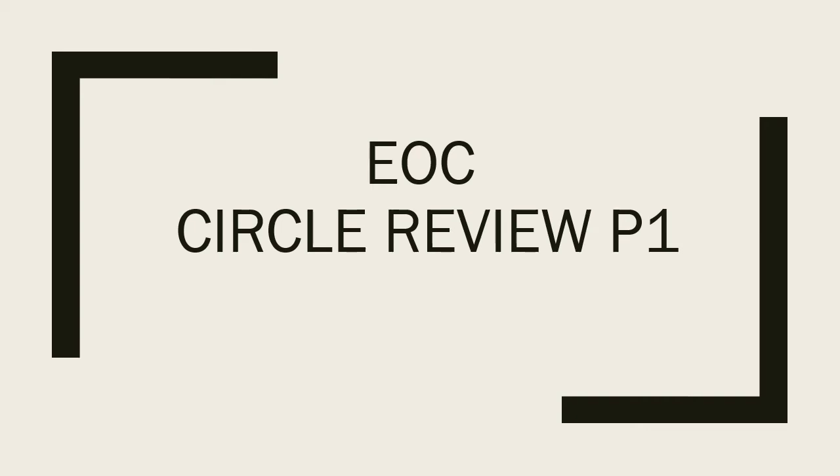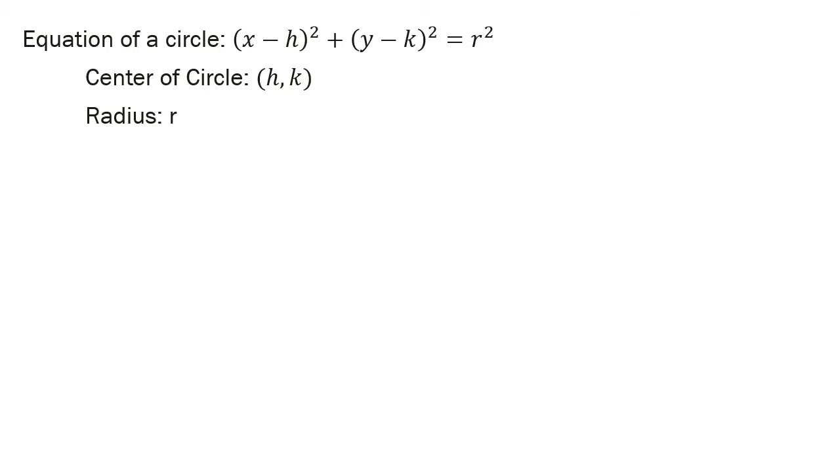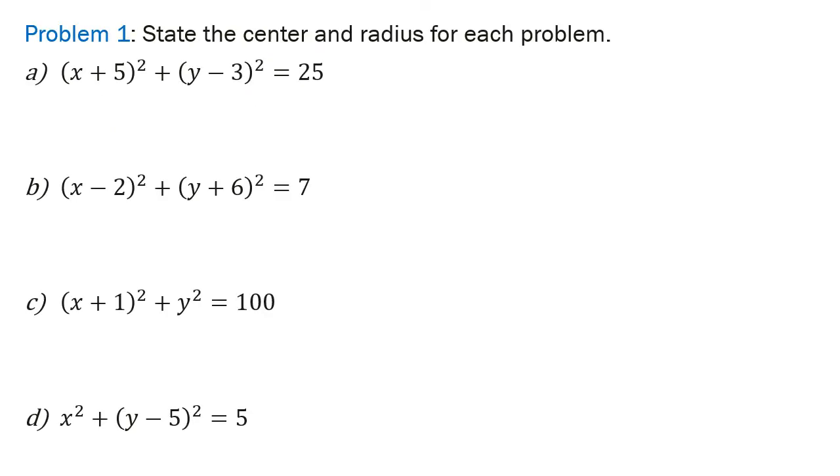All right, circle review for the EOC. So the equation of a circle is (x − h)² + (y − k)² = r², where the h and the k are the center for the circle and the r is the radius. So state the center and the radius for each problem. So this is our equation of a circle.